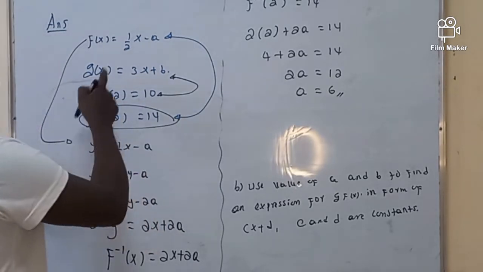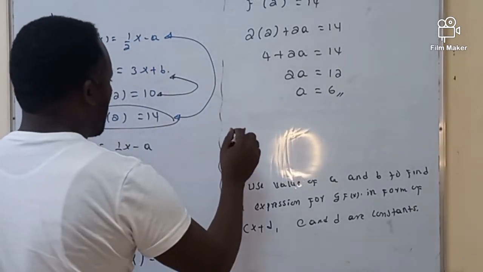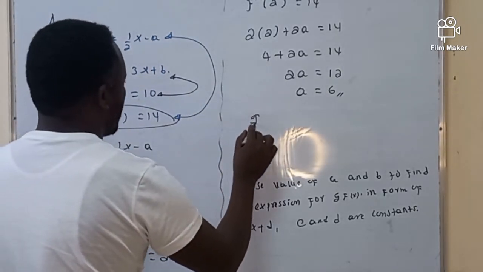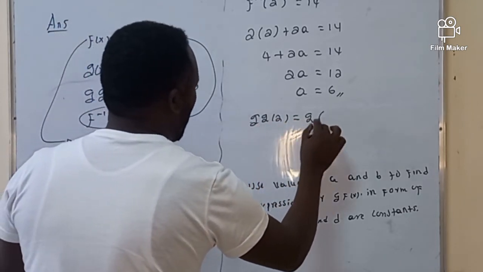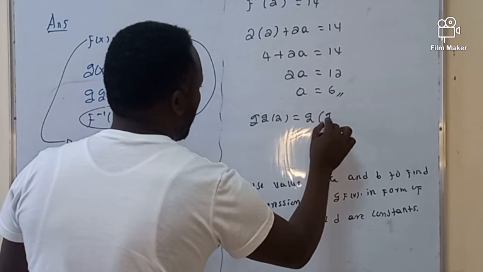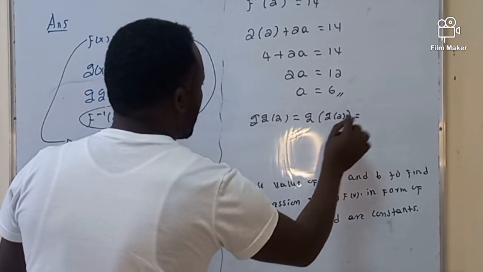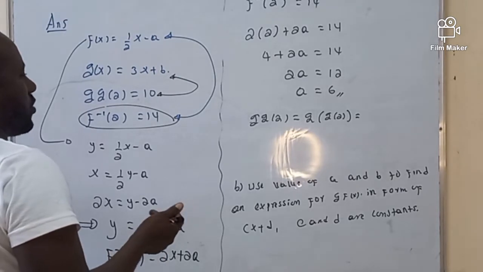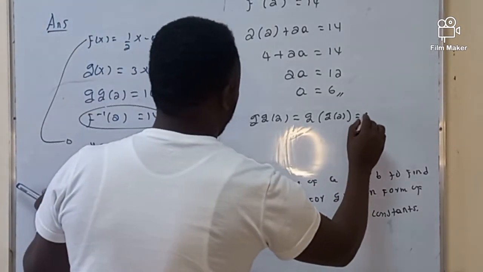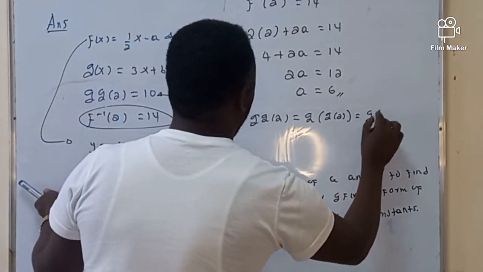I mean g with respect to this one. So first you have to define what this means. G of 2 means what? This is perfectly g of 2. First let's place this value in place of this one.